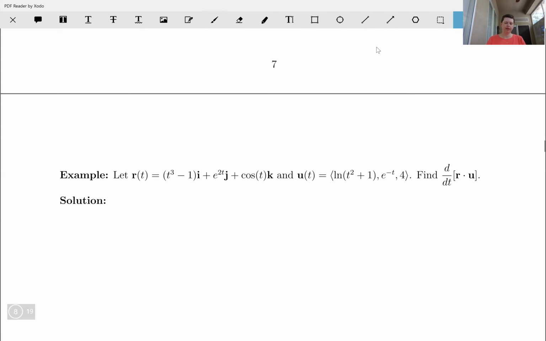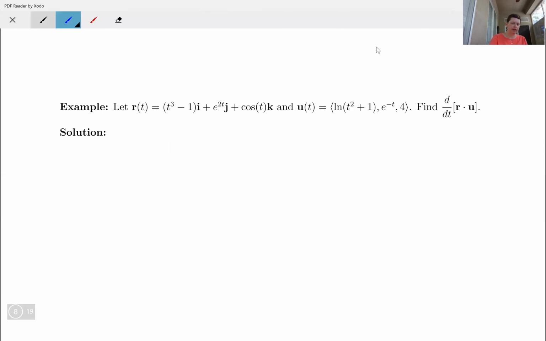Awesome. So let's look at another example because, you know my philosophy. What is life without an example? So I want to find the derivative of the dot product of this vector valued function r with the vector valued function u. So I could do the dot product and then take the derivative, which sounds like so much fun, or we can use the product rule. And so I'm going to use the product rule.